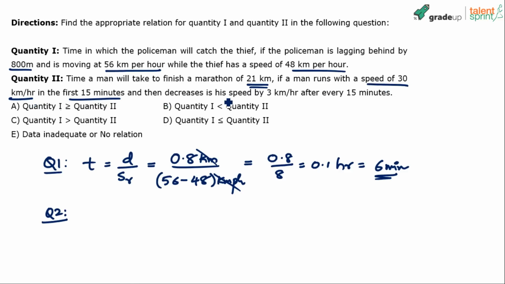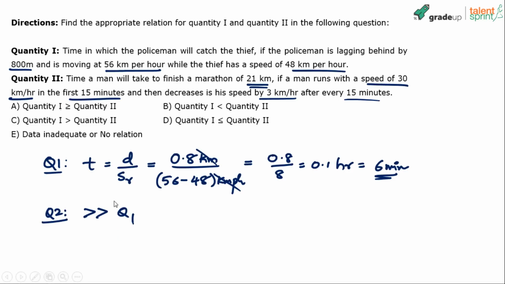And then decreases his speed by 3 kilometers per hour after every 15 minutes. So initially he will start with 30 kilometers per hour, and later on every 15 minutes his speed will reduce by 3 kilometers per hour. Here itself you should know that quantity 2 is going to be way more than quantity 1. Without putting pen on paper, you should know that quantity 2 is going to be greater than quantity 1.